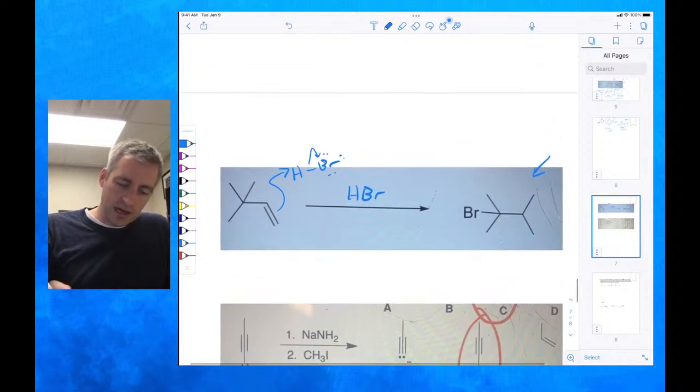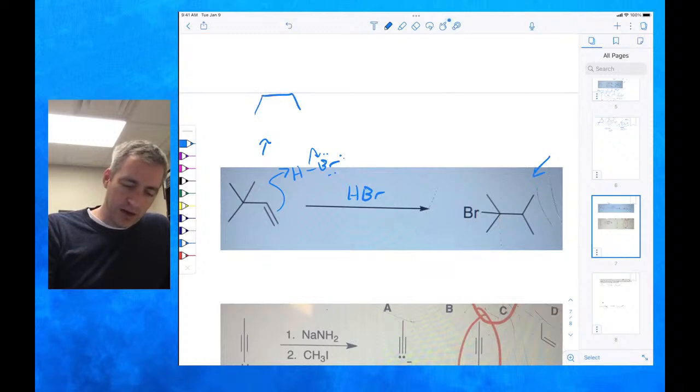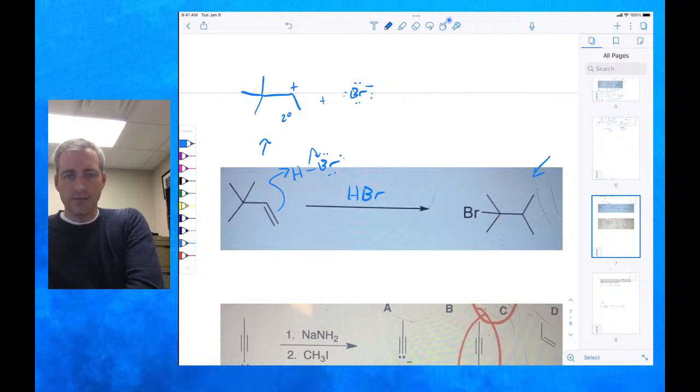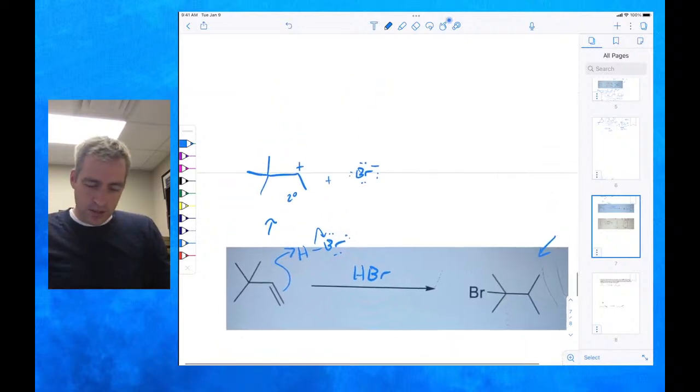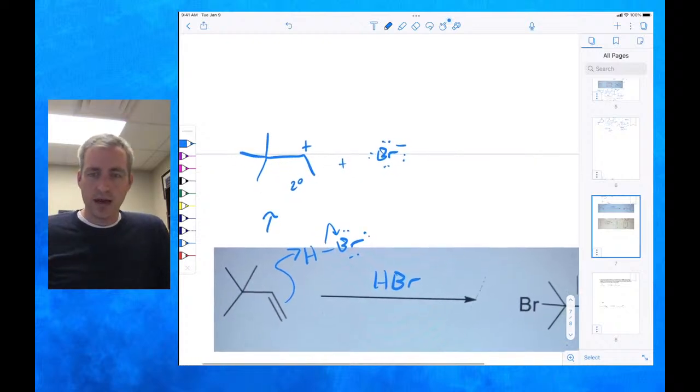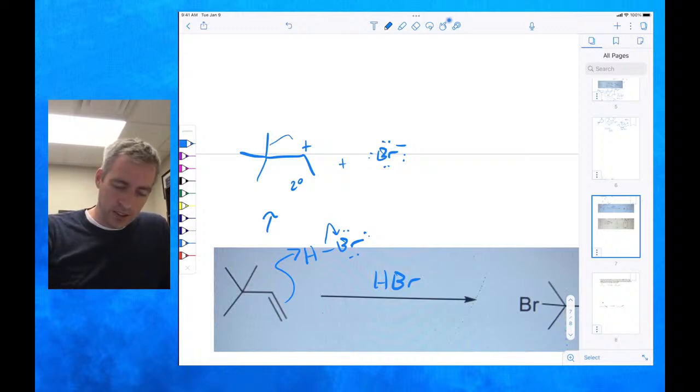This would do a reaction like this. This would put a hydrogen and it would put a positive charge on that carbon, which is secondary, plus bromide, like that. All right, once that's formed, the secondary carbocation can undergo a rearrangement, and it'll undergo a rearrangement if that helps it become more stable. So the rearrangement here looks like that.